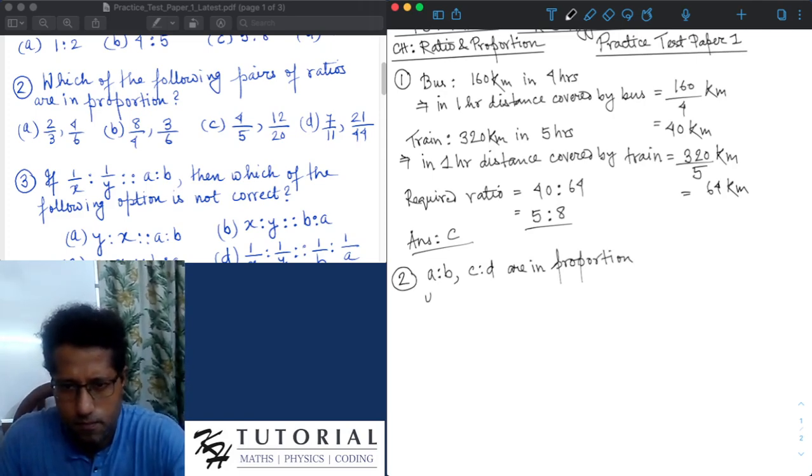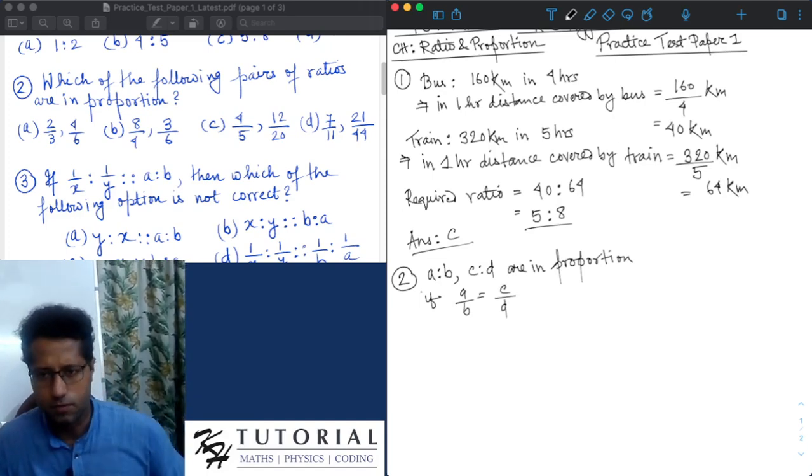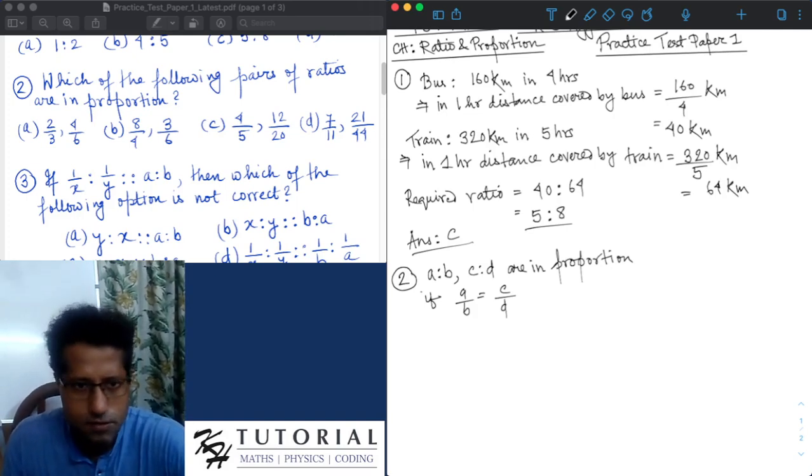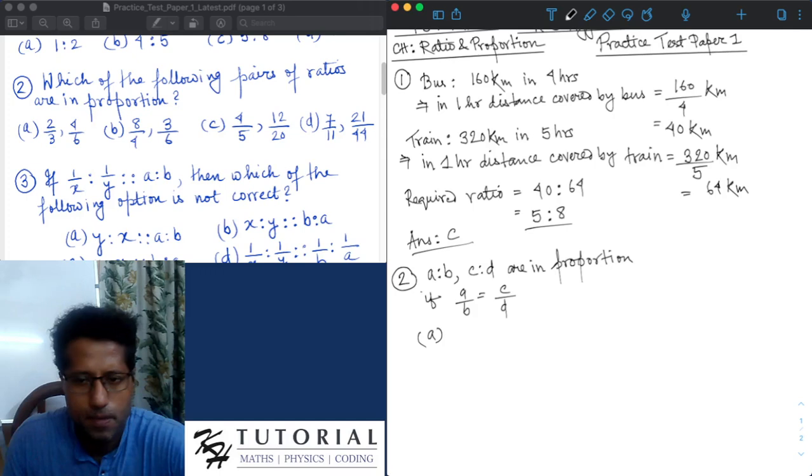if A by B and C by D, the ratios, are equal, that is A by B equals C by D. We know this from the definition of proportion of two ratios. So we have to check this for all the choices. Let's see each choice one by one.